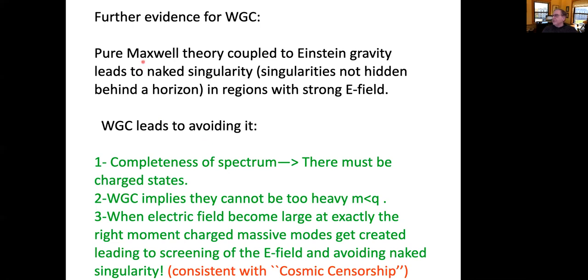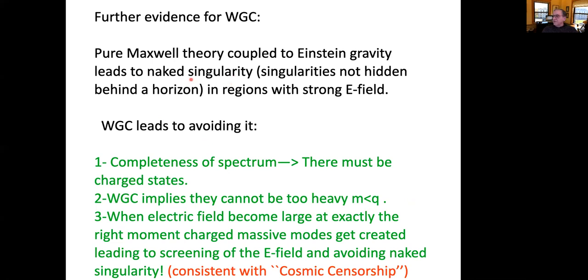First of all, pure Maxwell theory and Einstein gravity cannot be consistent, as I already told you. You must have charged states. In other words, the completeness of the spectrum means there must be elementary charged states. The weak gravity conjecture also implies that these charged states cannot be too heavy, because the mass is less than or equal to the charge for some of these elementary states.